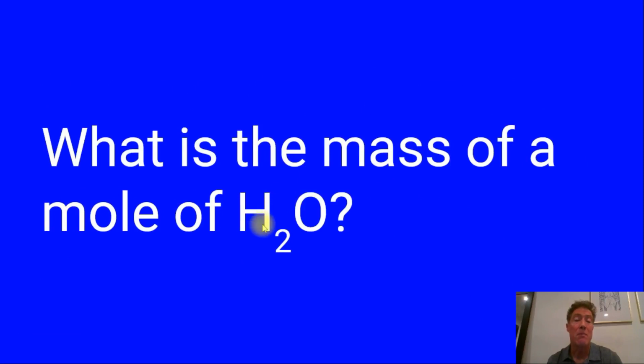So what's the mass of a mole of H2O? Well, we have 2 H's. So what's the atomic mass in grams for those? That's 2 grams. Here's oxygen. Its atomic mass is 16, so its atomic mass in grams would be 16 grams. So 1 plus 1, that's 2, plus 16, 18.